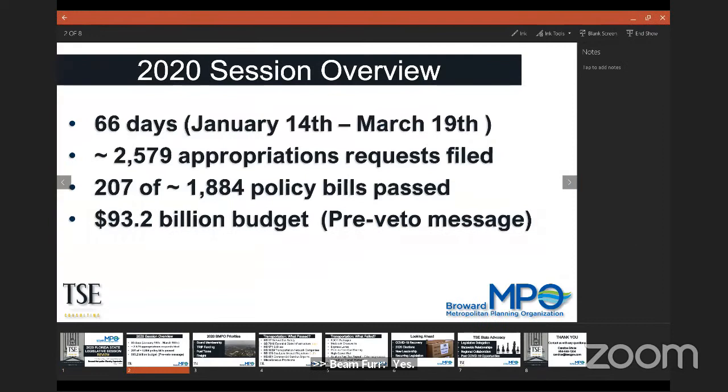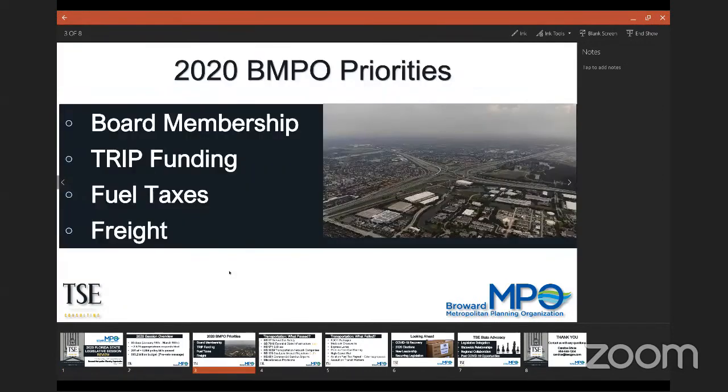So this was the overview that Candace just went over. But to get into transportation policy, just a quick reminder of the priorities that were adopted by the board. A lot of these priorities, we were able to lay some solid groundwork for the next session in our meetings with the FDOT secretary, his staff, lawmakers, and members in relevant associations that we are a part of with the MPOAC, et cetera. Unfortunately, there wasn't much of an opportunity to pursue them at this time.